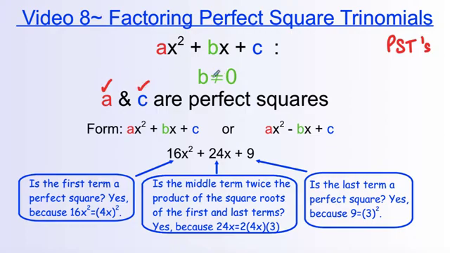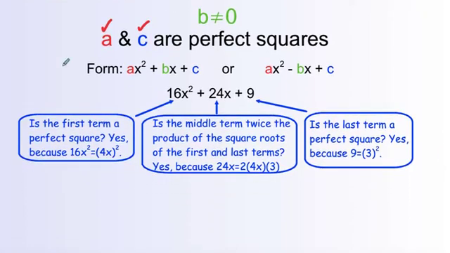That's the good news. And a couple other things have to be true. B has to be an even number. If it's not, then it's not a perfect square trinomial, and the pattern I'm getting ready to show you won't work. So for me to verify if something's a PST, I ask myself, is the first term a perfect square? 16x squared is a perfect square because the square root of 16 is 4 and the square root of x squared is x. Then I look at the last term. Is the last term a perfect square? Yes, 9 is 3 squared, so it is a perfect square.